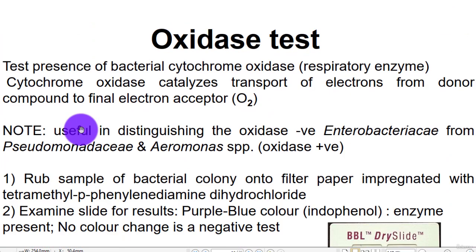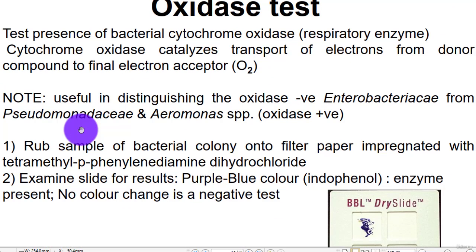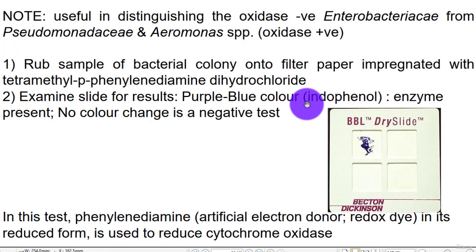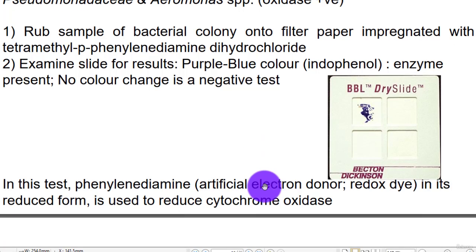Oxidase test. Tests for the presence of bacterial cytochrome oxidase, a respiratory enzyme. Cytochrome oxidase catalyzes transport of electrons from a donor compound to the final electron acceptor. It is useful in distinguishing oxidase negative Enterobacteriaceae from Pseudomonas and Aeromonas. Rub a sample of bacterial colony onto a filter paper impregnated with tetramethyl phenylenediamine dihydrochloride. Examine the slide for results.